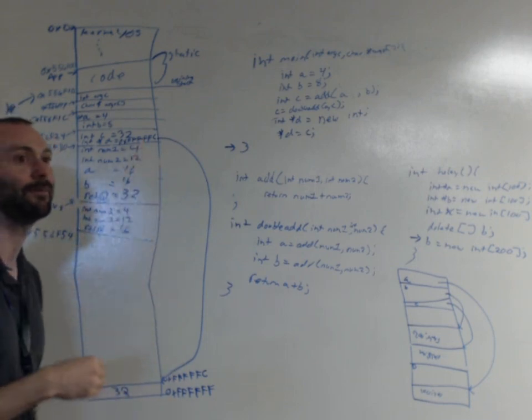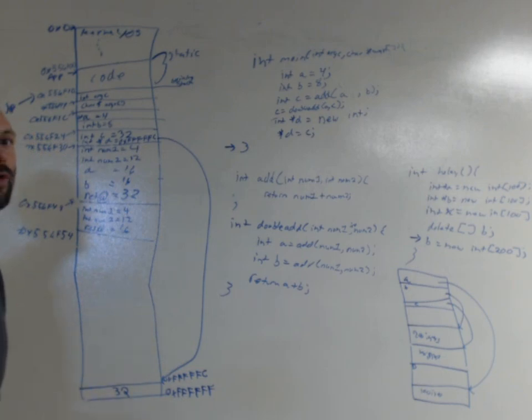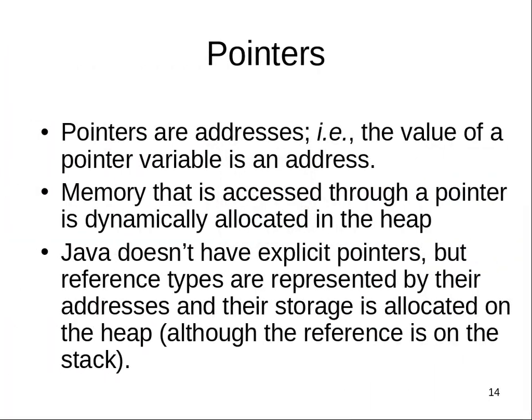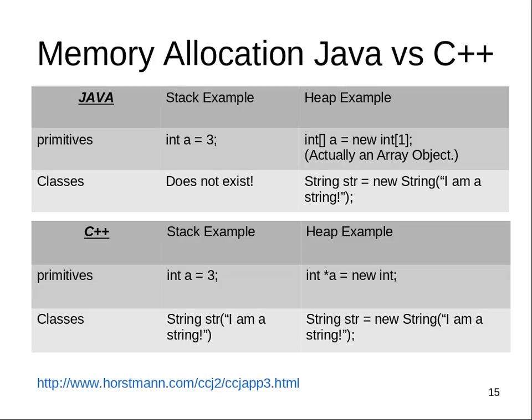But the pointer is always holding a memory address. The value of a pointer is always, or is treated, I should say, as a memory address. The value of a pointer is treated as a memory address, because we're about ready to get into some wackiness. Java doesn't have explicit pointers, but they're called references, which are basically a pointer.